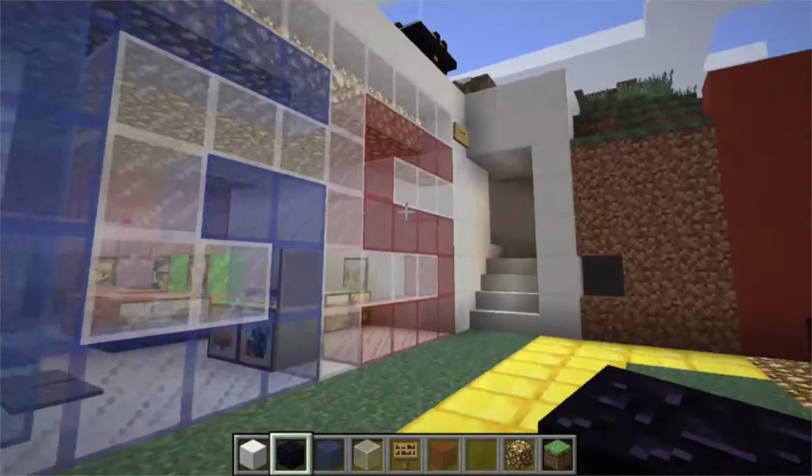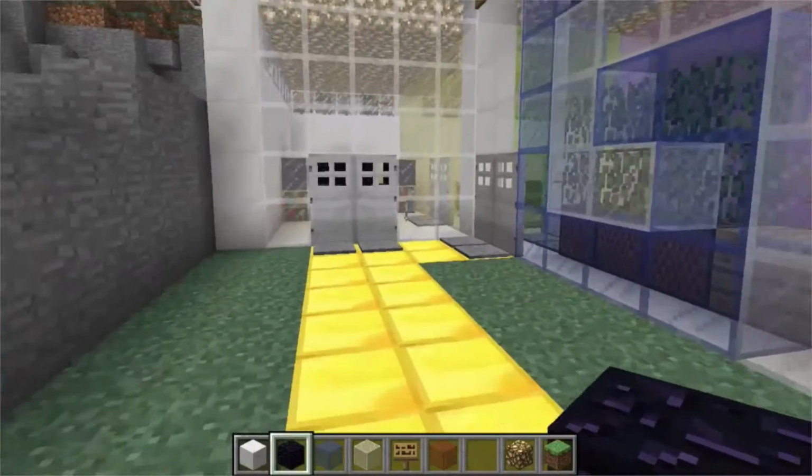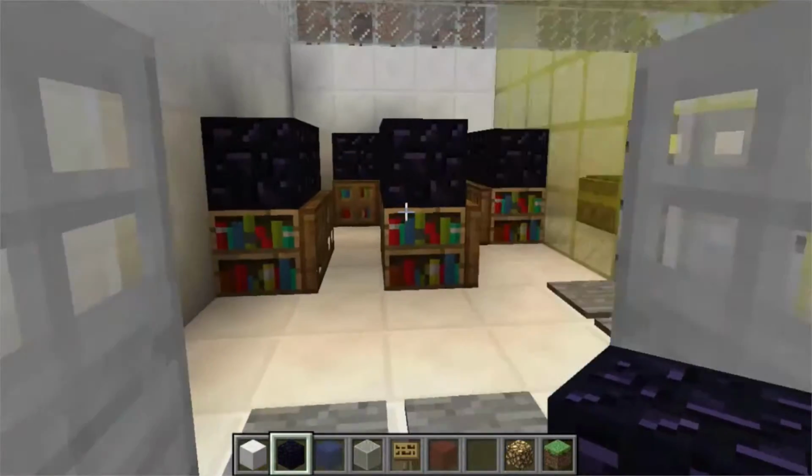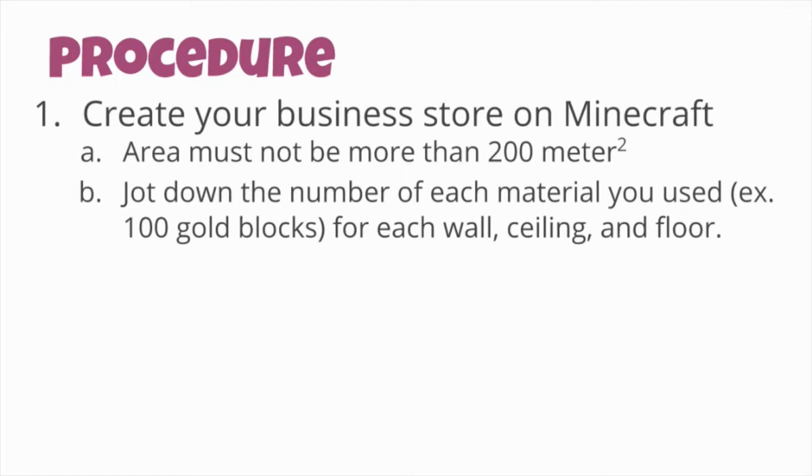Now time for the Minecraft aspect of the project. Before building on Minecraft, students should brainstorm and draft their store's floor plan with graphing paper. When they are ready, they create their store and inventory in Minecraft using any materials they wanted. One guideline I gave students was that the area of their store must not be more than 200 meters squared, one block equaling 1 meter.